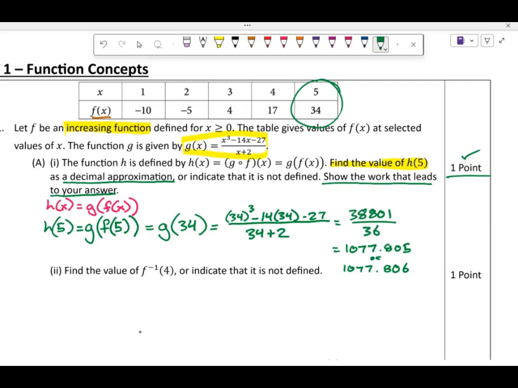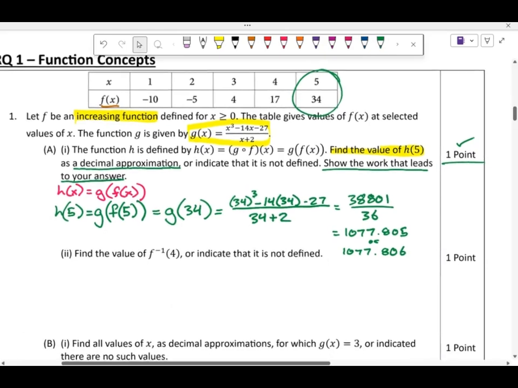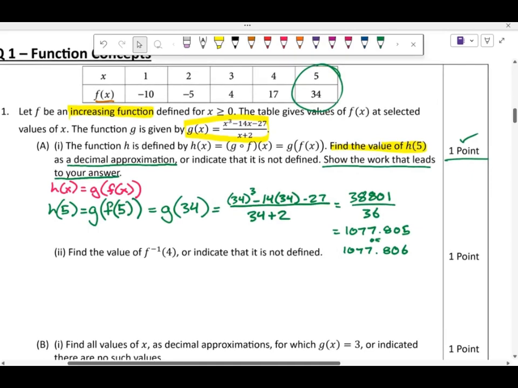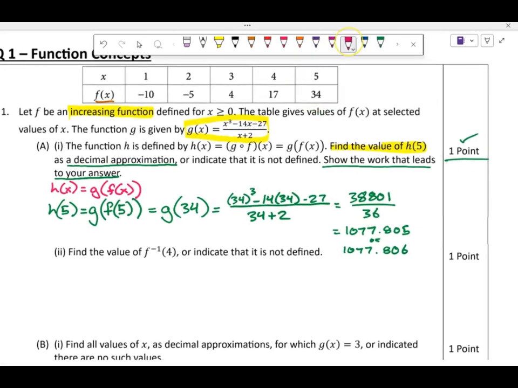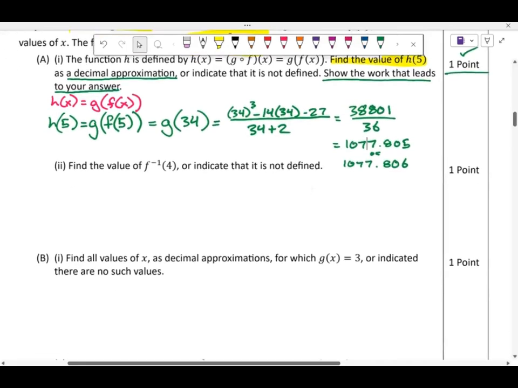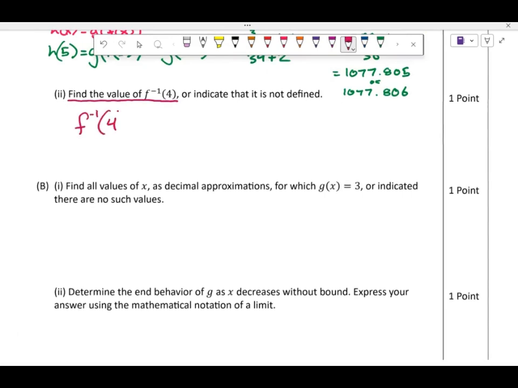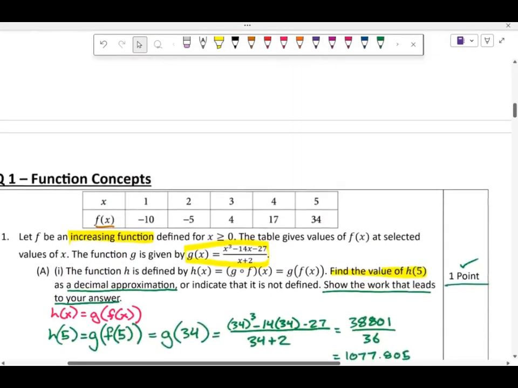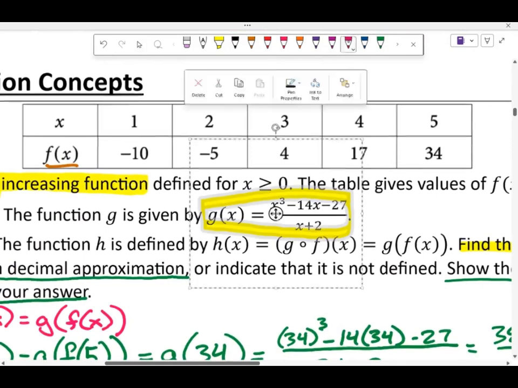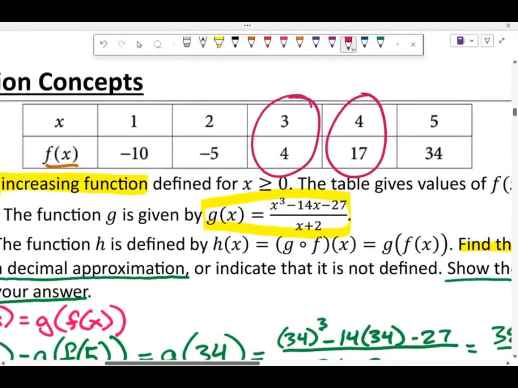All right, I want you to read A2. See what you need to do for that one. All right, what are we asked to do, guys? So f inverse of 4. Where am I going to look to do that? The table. All right, I have two 4s. One here, one here. Which one do I want? What is this right here? Is that f inverse or f?